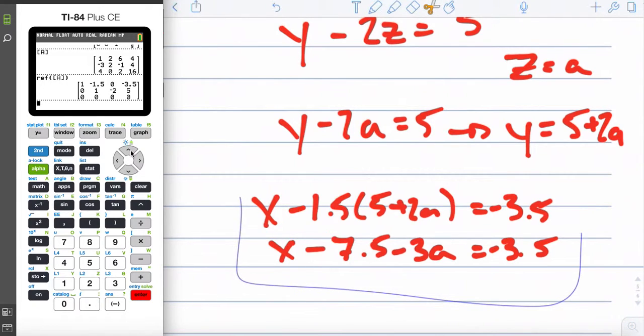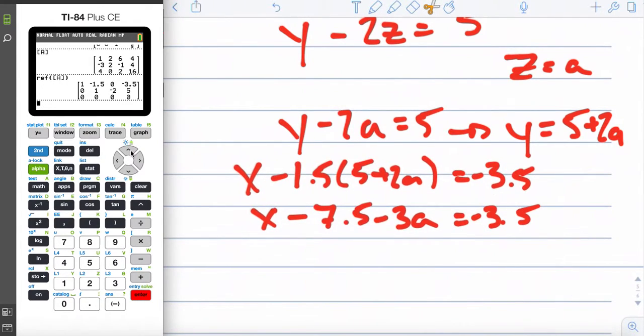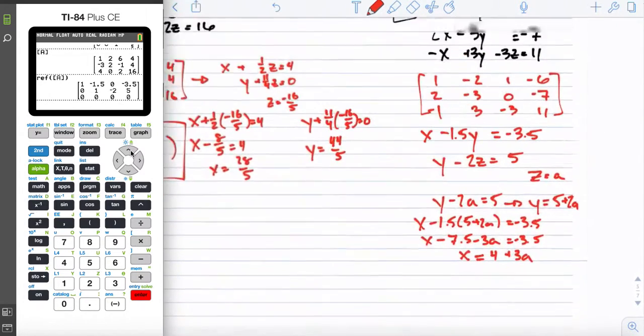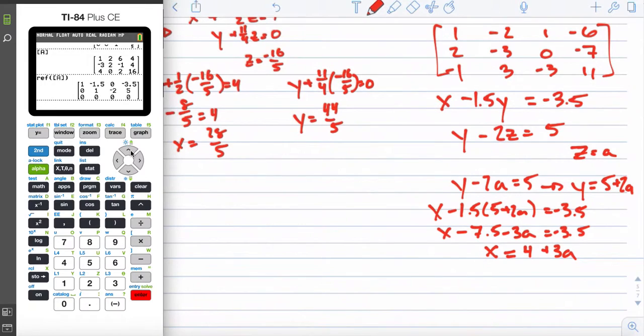And so if I finish that off, I get x is equal to positive 4 plus 3a. So my solutions for this particular problem are what? X, Y, Z. You can write that as an ordered triple if you want.